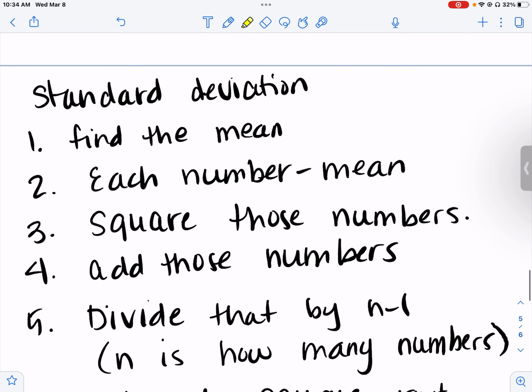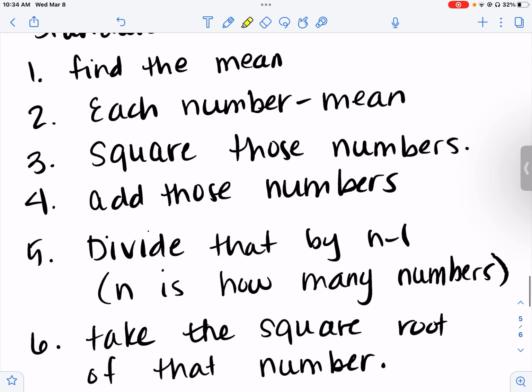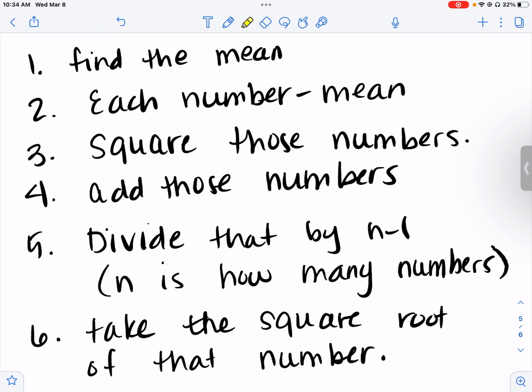Okay, so here are the steps. Find the mean. Take each number minus the mean. Square those numbers that you get in step 2. Add the numbers you get in step 3. Divide what you get in step 4 by n minus 1, and then take the square root of that number. Okay, so each step builds on the last one. And that's the end of this lesson.